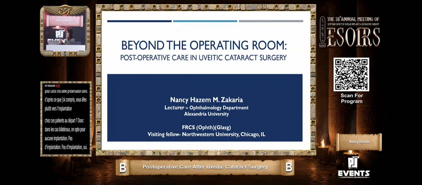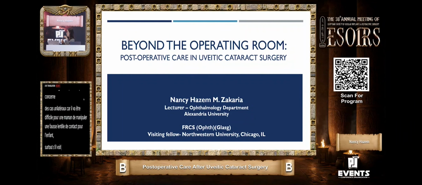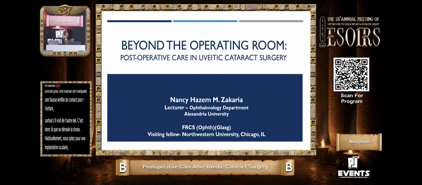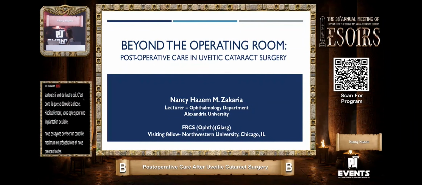The question goes for unilateral cases, because it's going to be difficult for a mom to manipulate a phakic contact lens for the child, especially if he's seeing with the other eye. So this is where the thing goes. Usually you go for IOL implantation, but we aim for maximum control pre-operatively, and we take all the precautions peri-operatively. And of course, Dr. Amgad, I'd like to hear your input if you do something else for unilateral cases.